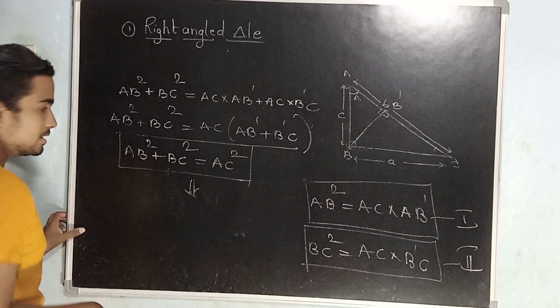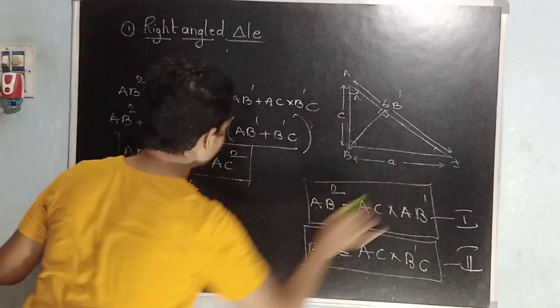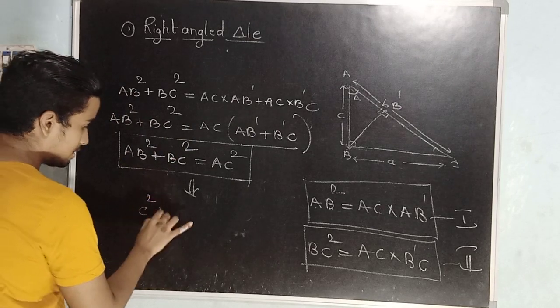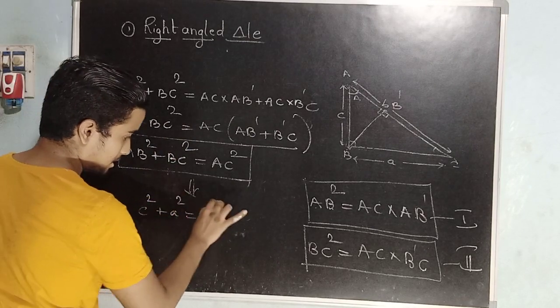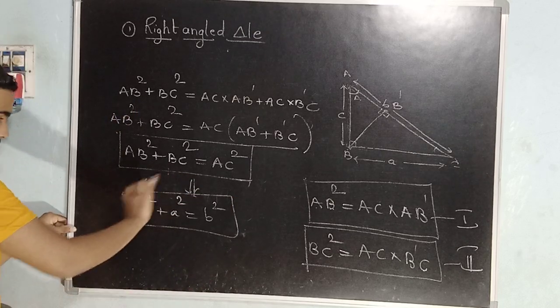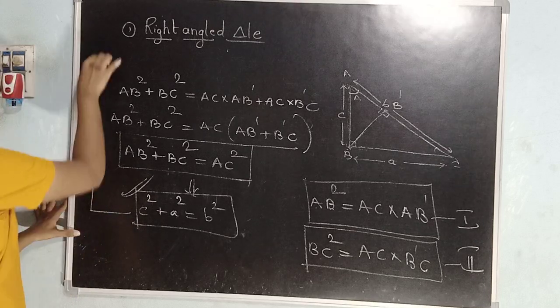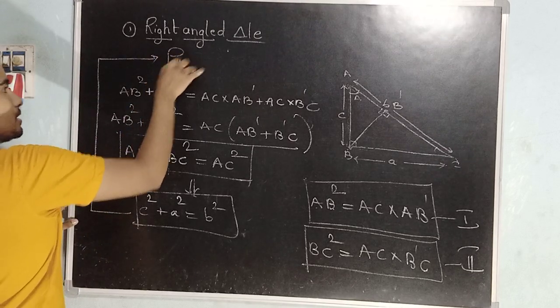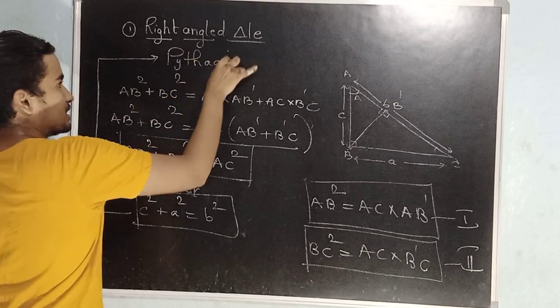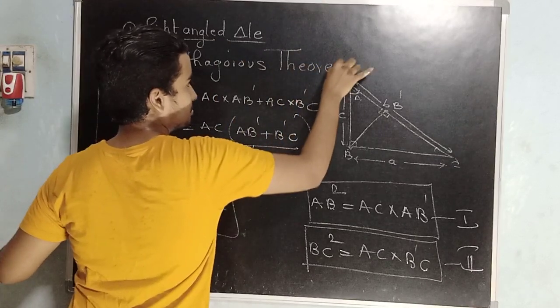which can also be written as AB is nothing but c, and BC is nothing but a. It means c square plus a square is equal to b square. This is our final result. This special result is called Pythagoras theorem.